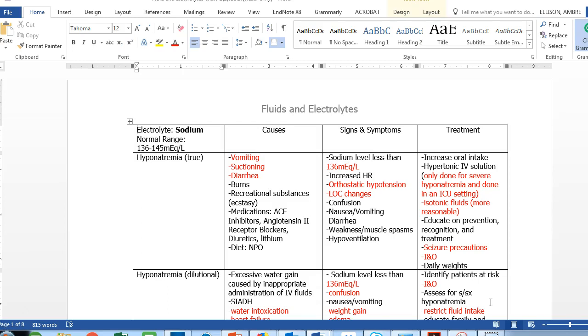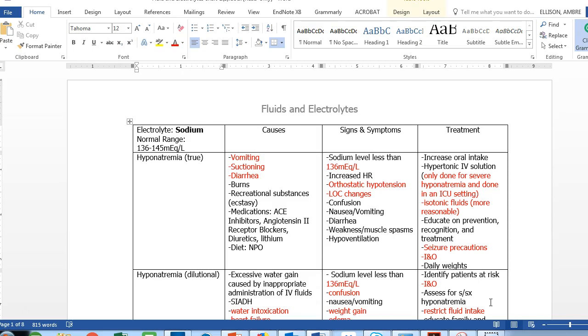Then we're going to talk about hyponatremia. So hyponatremia, we have two different kinds. We have true and we have dilutional. Please pay attention to what is in red. It's nice to know everything that is on here, but it's kind of difficult sometimes to know everything. So pay attention to what's in red because you definitely need to know those things.